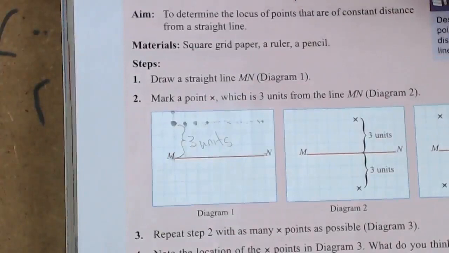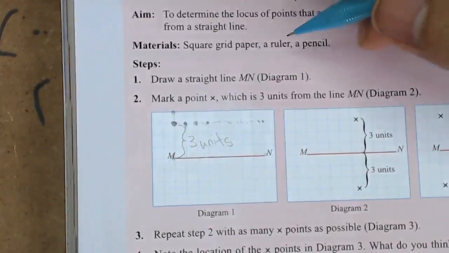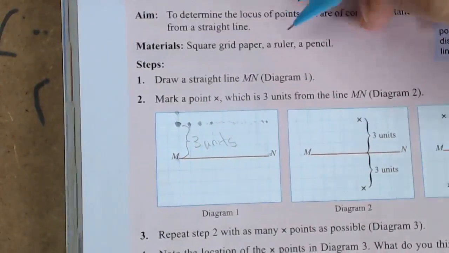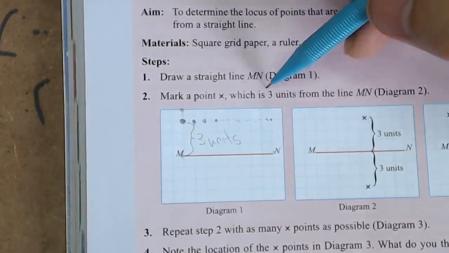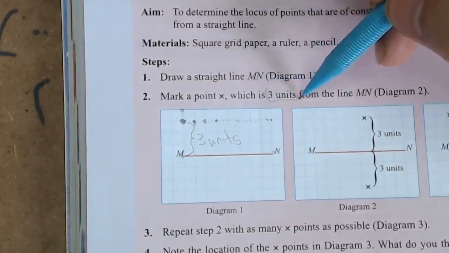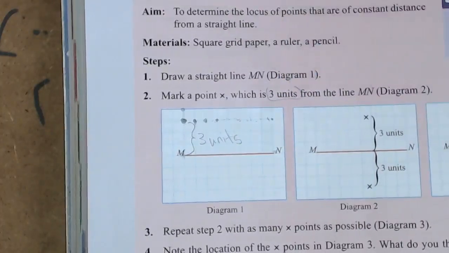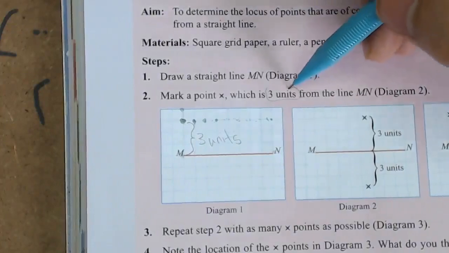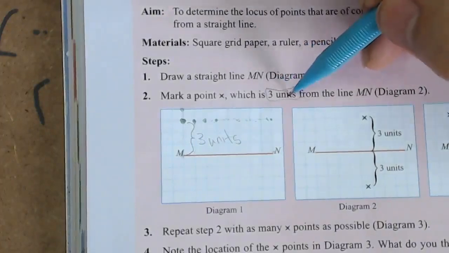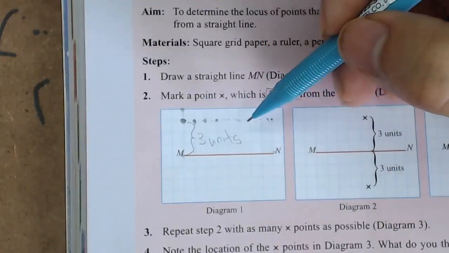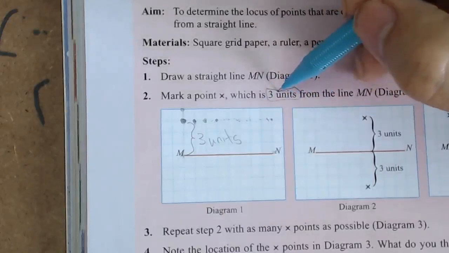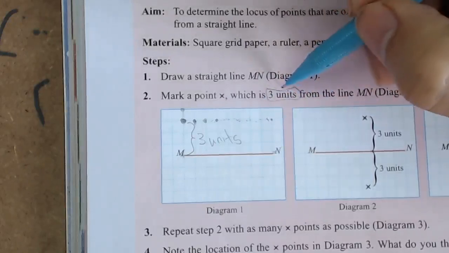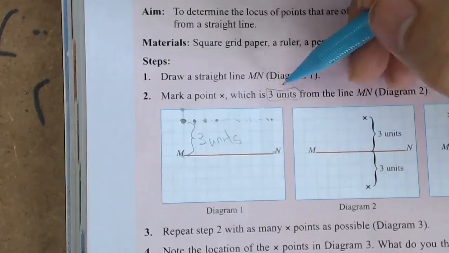You know what? In locus, they will give you a condition. There cannot be no condition. There must be a condition. In this case, they want you to always be 3 units from the constant distance that they decide for you. So wherever you go, the distance between them is 3 units. Not more, not less.